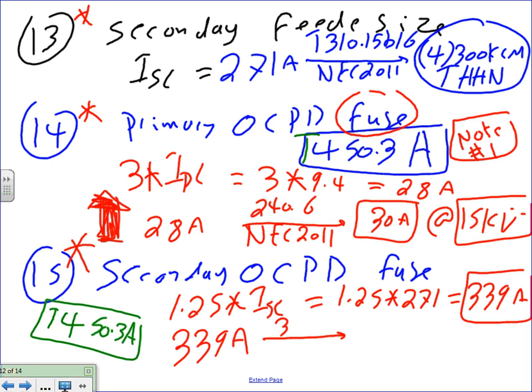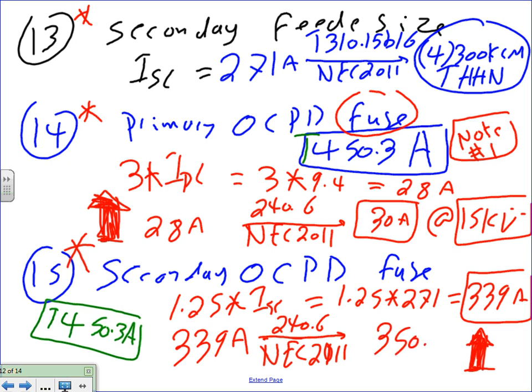Up to this point, we can custom design ourselves 339 amps, or take advantage of the code and go to 240.6 NEC 2011. And by the way, if it's not a standard, it also has a note number 1 that you can go up. I like these color stuff. Go up. So what's the next standard? 350? Yes, 350. So a 350 amp. My next standard is 350.